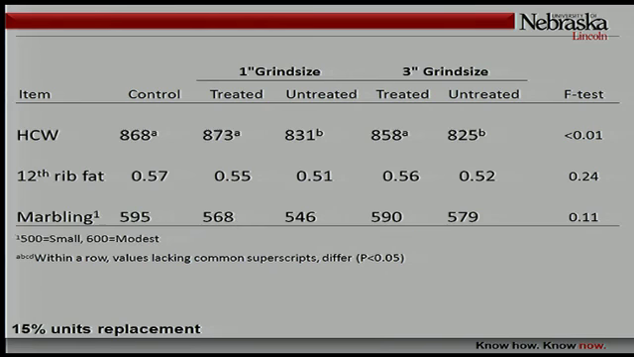Carcass weight, very similar to performance. That carried over there as well. Similar amounts of 12th rib fat, similar amounts of marbling, and percent choice. Didn't show the data, but those were similar as well.